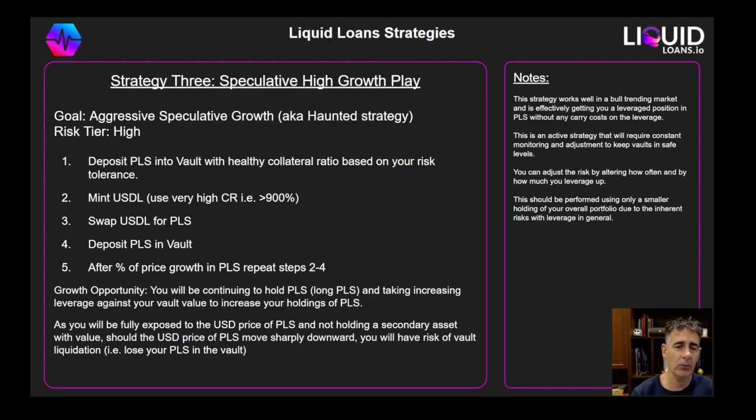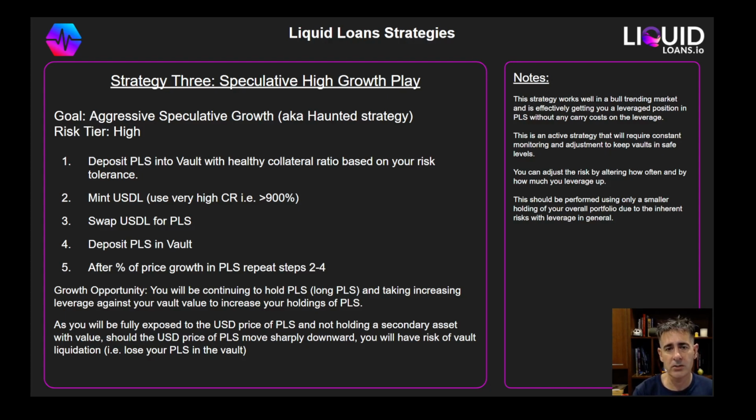But effectively, let's have a look at what we're doing. So once again, this is in the high risk tier. We're going to deposit some pulse into the vault with a very healthy collateral ratio. And I mean a very healthy collateral ratio. So we're going to mint the USDL. We're talking collateral ratios at 900%, 1000%. Remember, the system will let you go down to as low as 110%, but as soon as you do that, you will get liquidated.